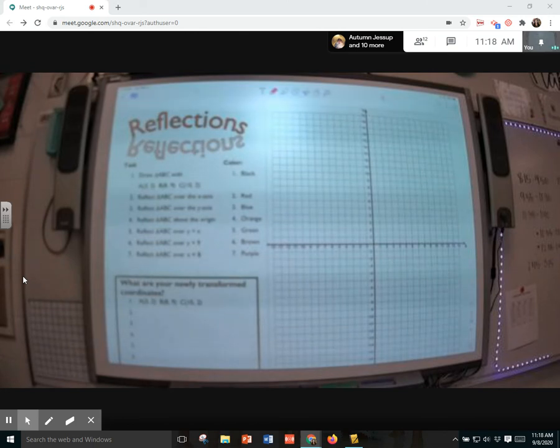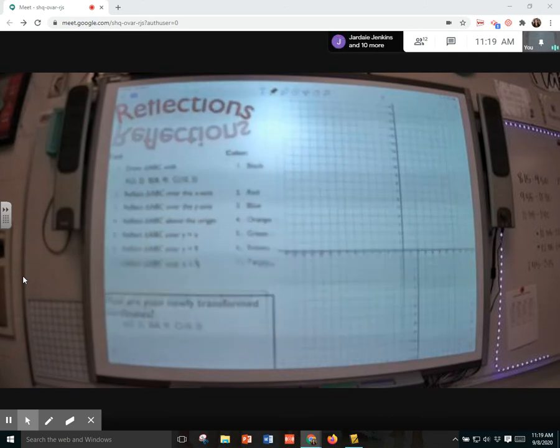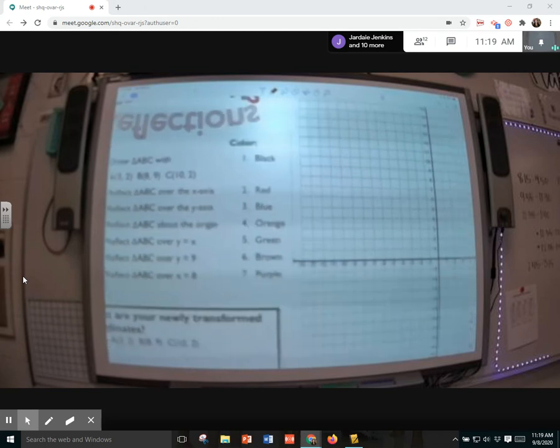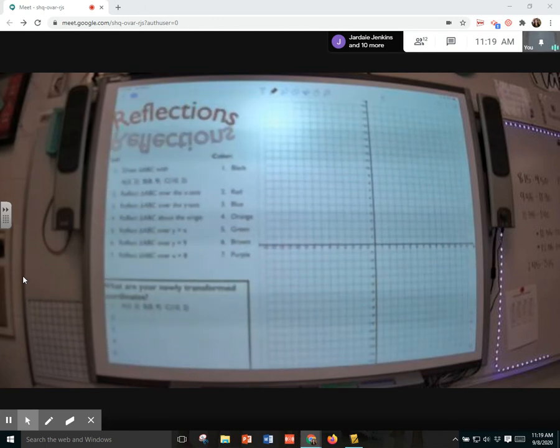So the first thing you have to do on number 1 is plot the coordinates for the original shape. Those are at 3, 2, 8, 9, and then C is at 10, 2.